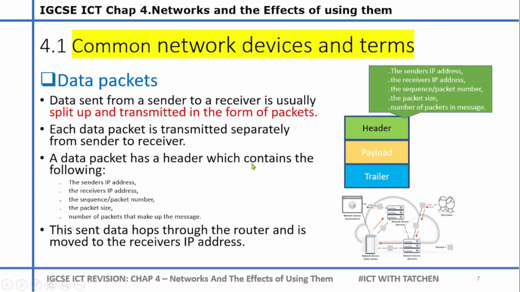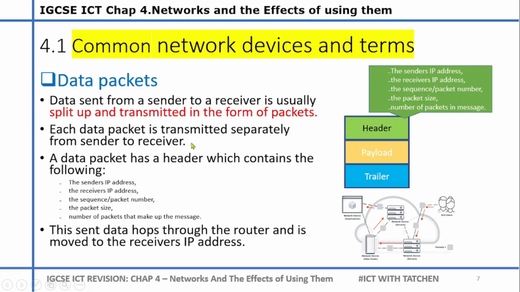Now, another common network term we have is data packets. Whenever you connect to a network and want to share resources, these resources could be messages. You send a message to one person and the person receives it. A data packet is data sent from a sender to a receiver. The data is usually split up and transmitted in the form of packets. The data is broken down into small parts, which we call data packets, and is sent one at a time. Each data packet is transmitted separately from sender to receiver.